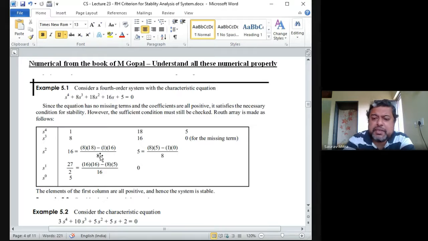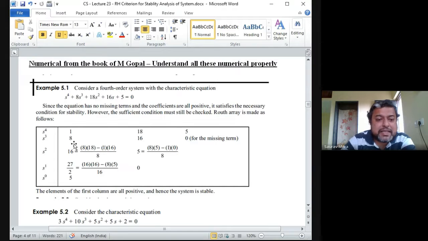Okay, and for every case we have to do like this. Divided by 8, if you do, then 8 into 18 minus 1 into 16 by 8. If you do the calculation by calculator, it comes as 16. And please don't make mistakes in RH criterion, because this is the easiest 8 to 10 marks, or whatever marks is allotted, that you can get in the whole control system exam. Easiest, because this is only very simple fifth standard arithmetic that you have to do. Okay, so this is called 16.